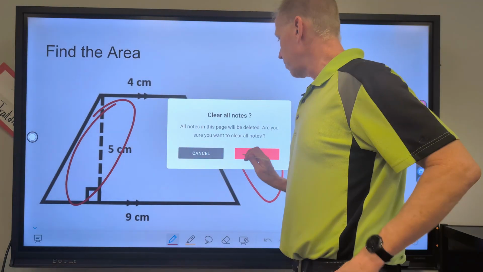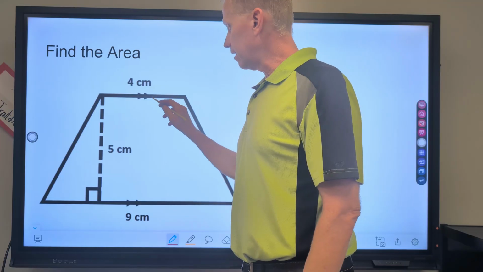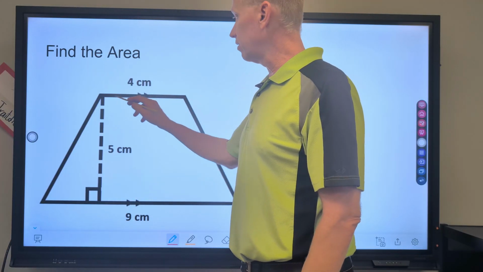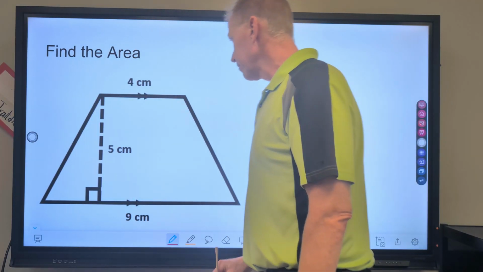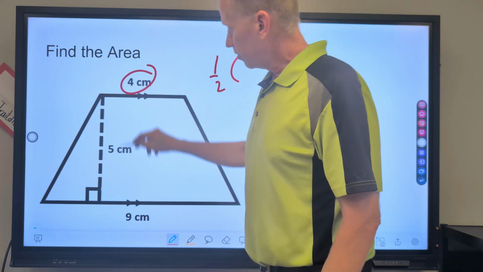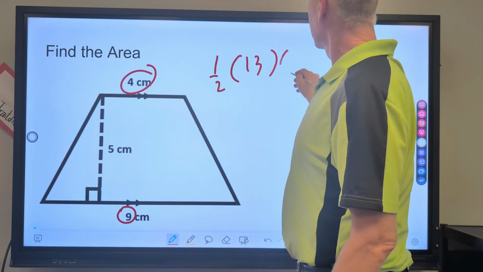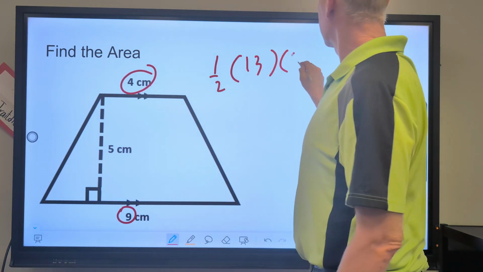All right, let's look at an example problem. Find the area for this trapezoid. These little marks here mean that this is parallel to this. So that tells you that these are the two bases. That's the reason why they have that. All right, it's 1/2 base₁ plus base₂. So 9 plus 4 is 13 times the height, which is 5.